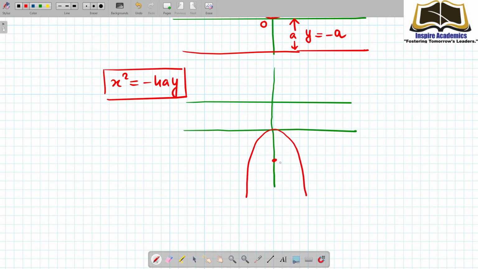Here it will be origin. This would be 0 comma minus a, that is the focal point. And here it would be a. So directrix equation would be y equal to a. Alright, so these are the different orientations and their corresponding equations of parabola.